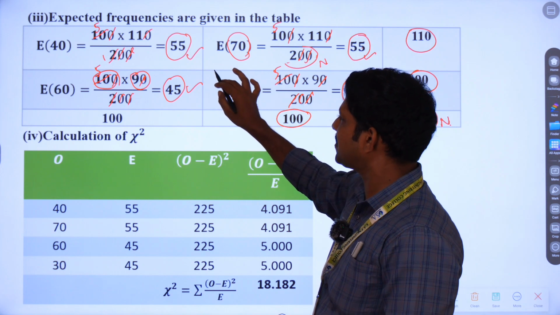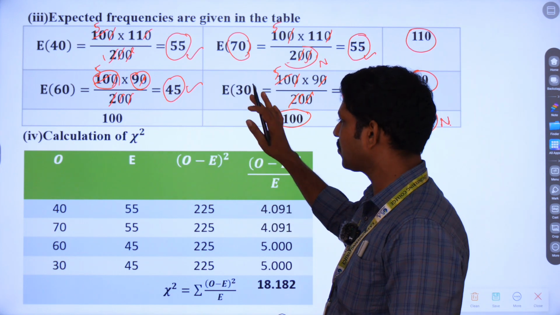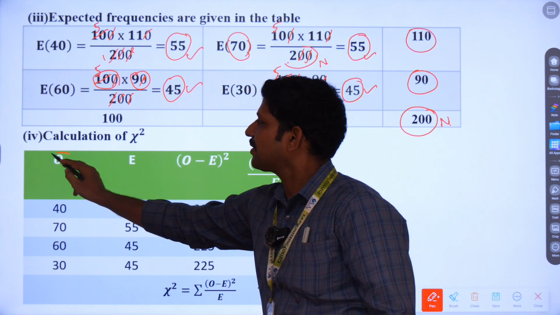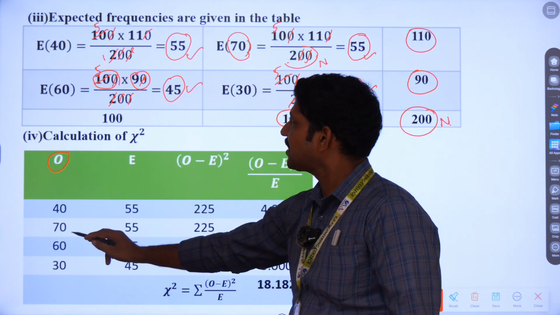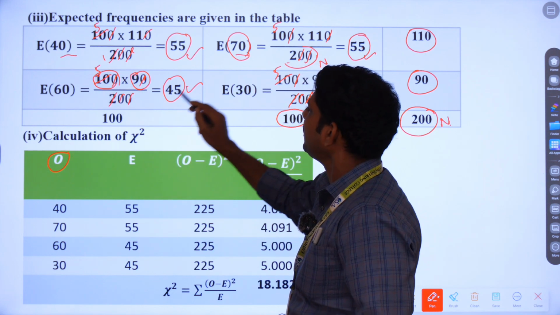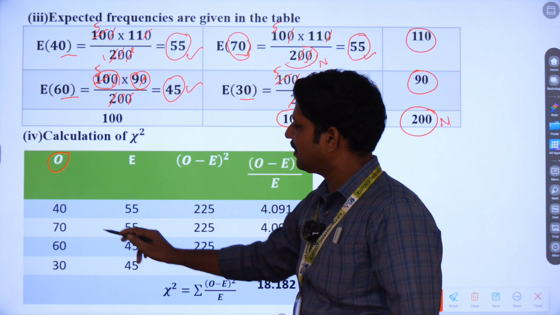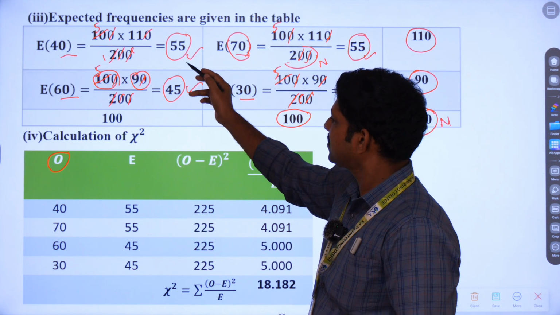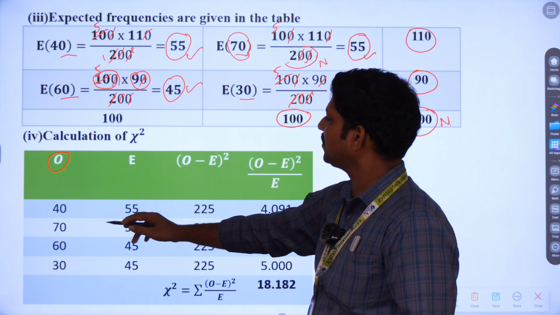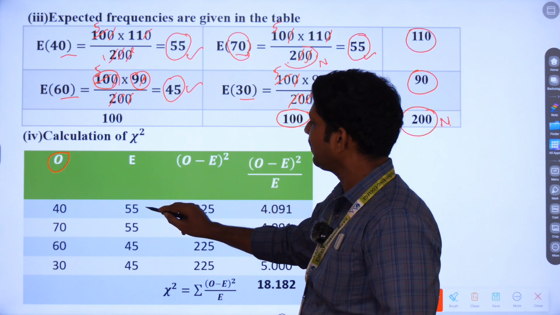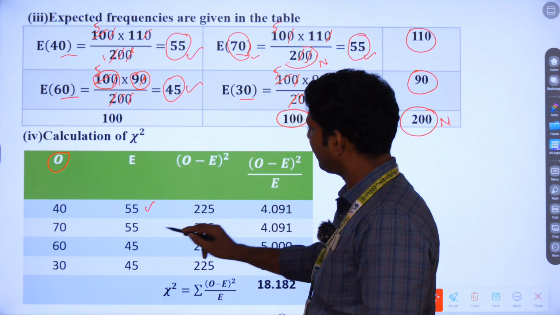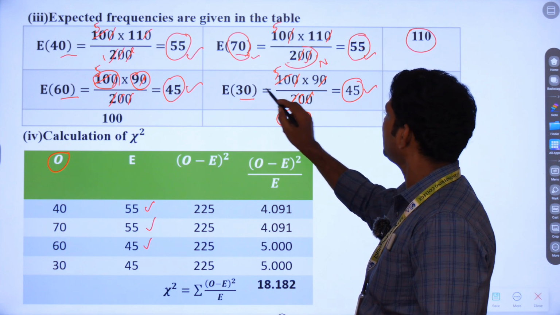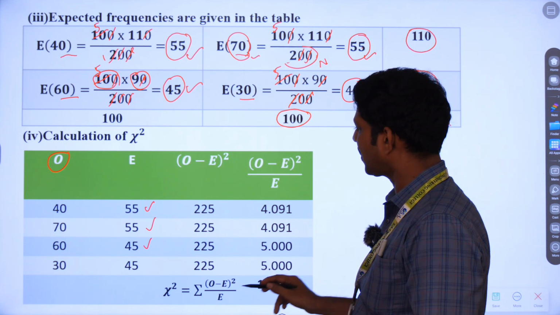So now we have the expected frequency as well as the observed frequency. Using both, we can find the chi-square value. Observed is O: 40, 70, 60 and 30 are given, and we form them as a column. For the expected frequency, corresponding to the observed 40 it is 55, and for 70 it is also 55. When it is 60, the expected is 45, and when the observed is 30, the expected is 45.